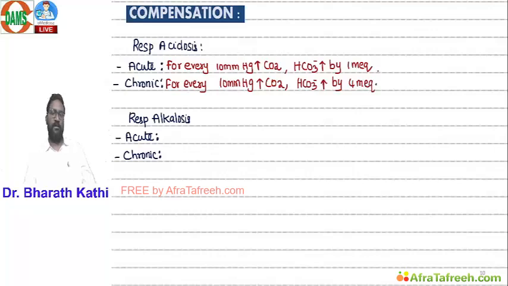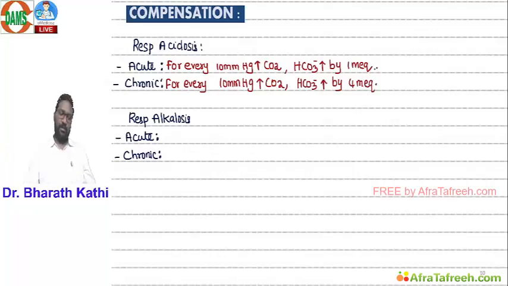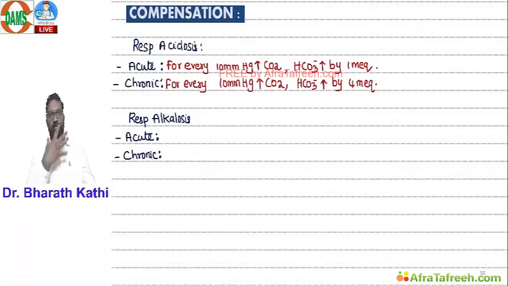How to exactly tell whether it is acute or chronic? Patient's clinical history is very important. Sudden history, acute. Gradual history, chronic. Say for example, foreign body aspiration comes under acute. Ongoing neuromuscular disorder, chronic.